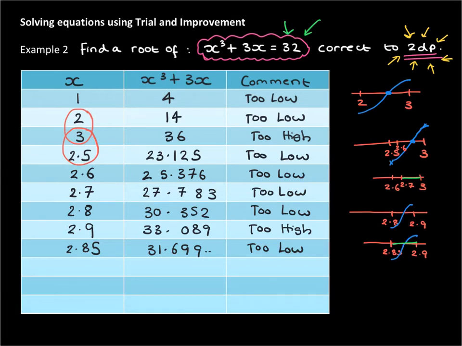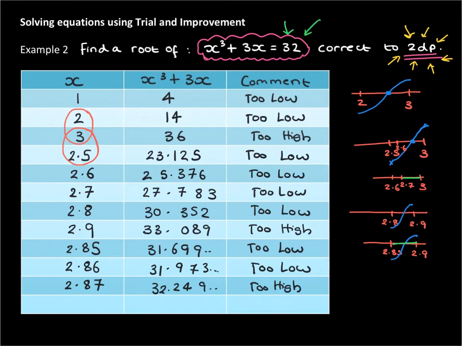So I know that 2.85 gave me a value that was a bit too low. Why don't we try 2.86? 2.86 gives me 31.973, which is again slightly too low. So on to 2.87. And aha, we have 32.249, which is too high.